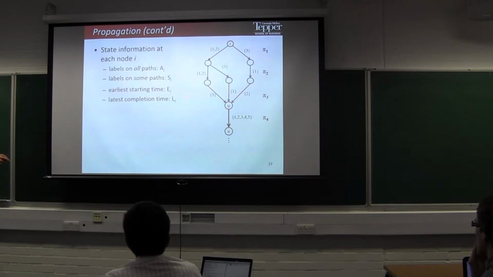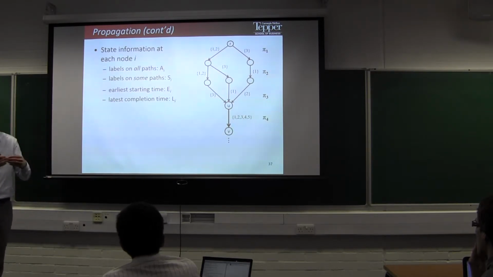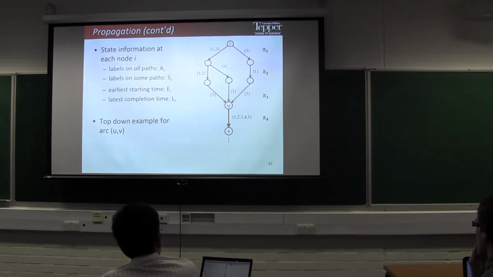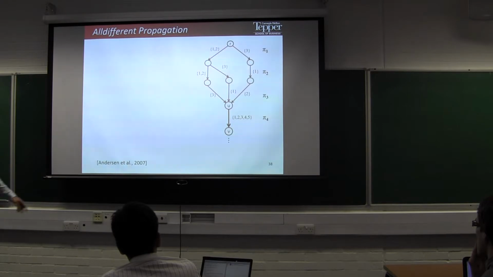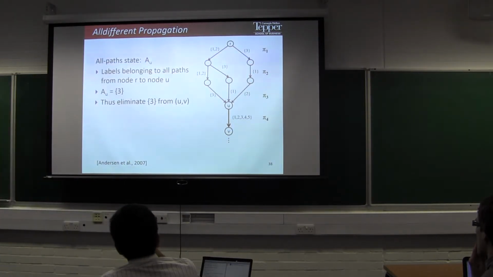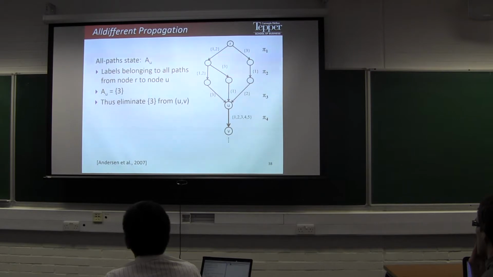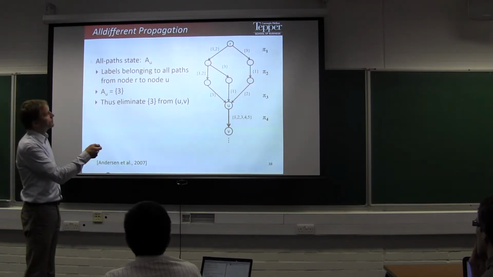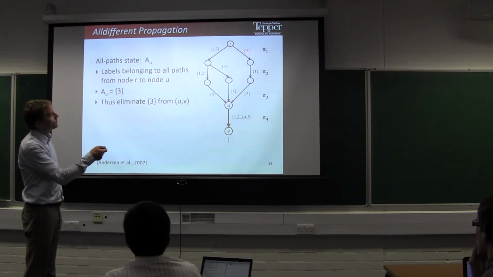These are concepts that you have seen, that you yourself, if you work on scheduling, use all the time, because it's just your temporal network basically. And that's also what we will use. So let's focus on this node here, U. The first state I will compute there is the state of all the labels that occur on all paths into this state. So if you look, any path uses 3.